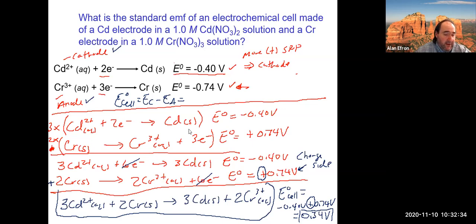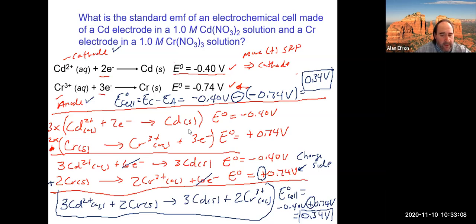So what we know is our cathode was our cadmium, which would be 0.404 volts, minus our anode here. And if we use the subtract, we're not going to change the sign, even though technically it is changed. And we're going to put in there minus 0.74 volts. And that's going to give me, as you can see, the same answer, 0.34 volts.